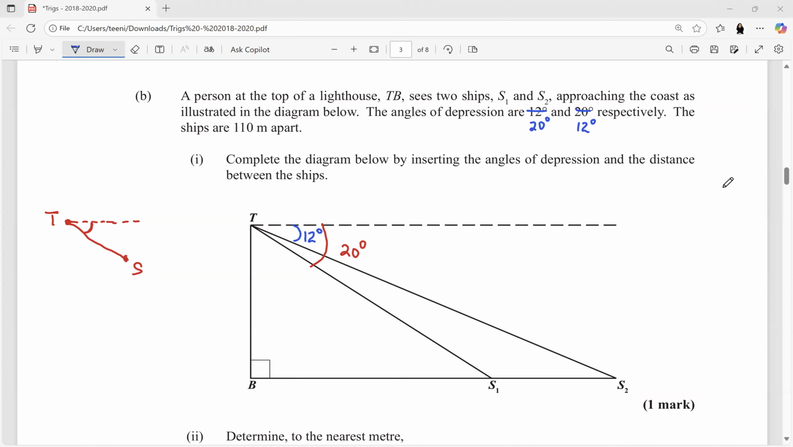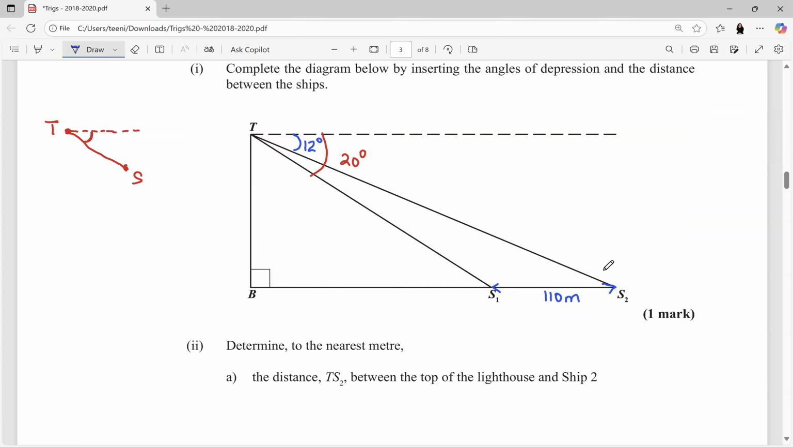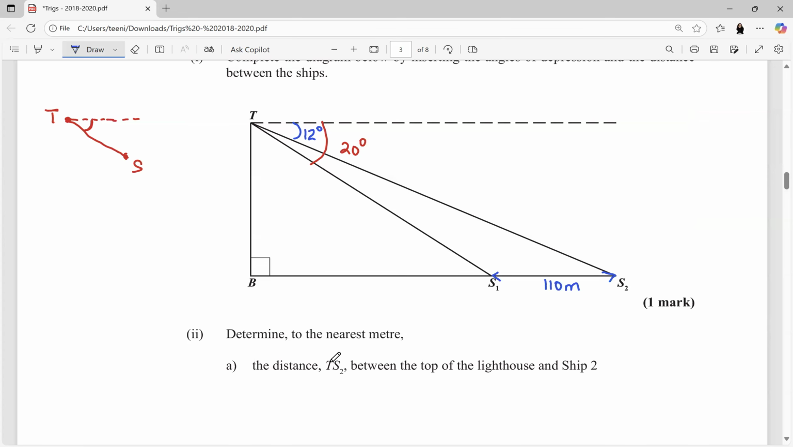Right. Well, what else do we need to write on it? The ships are 110 meters apart, so that means from here to here is 110 meters. That's all the information that we have there. The first question is to determine the distance TS2, between the top of the lighthouse and ship 2.